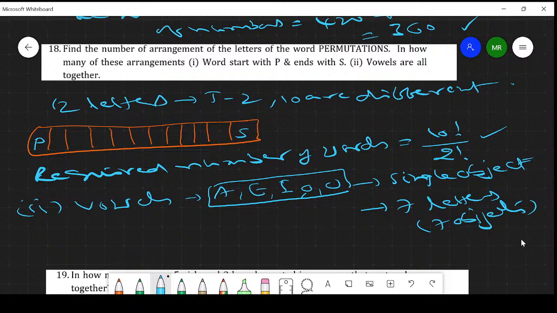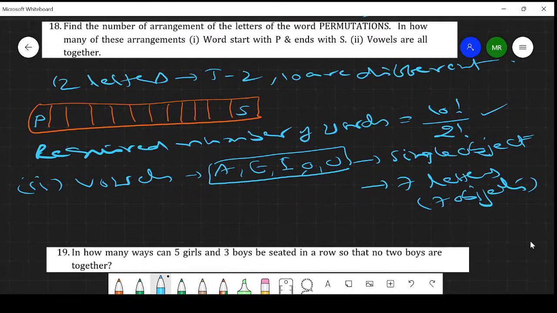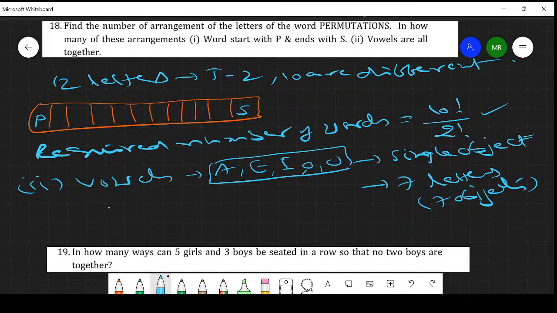Total, you take 7 objects. So when I have taken the 7 objects plus the single object, total we have 8 objects. In that, T comes twice. Now you think how to arrange 8 objects.